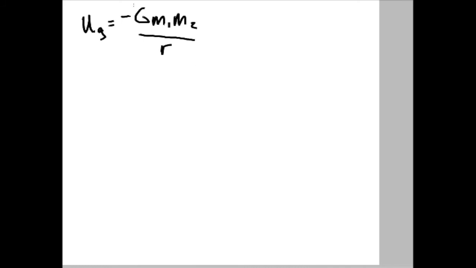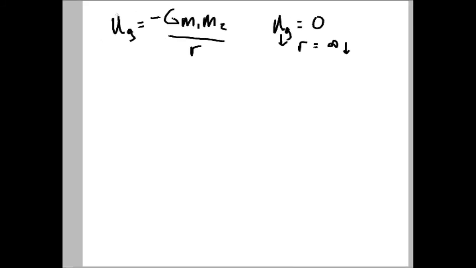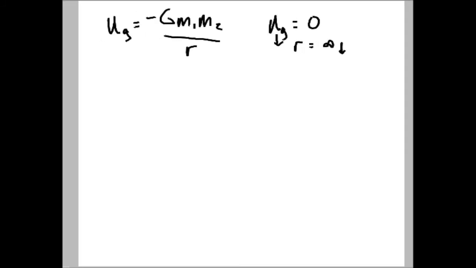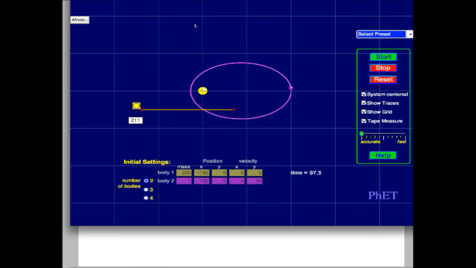Now, this negative is because we say that UG equals 0 only when r equals infinity. Now, we'll always have an r that is less than infinity, which means we have a UG that is always less than 0, or negative. Okay, so let's look at an example here, and let's do it with our solar system.